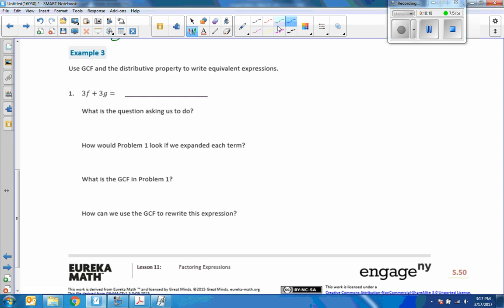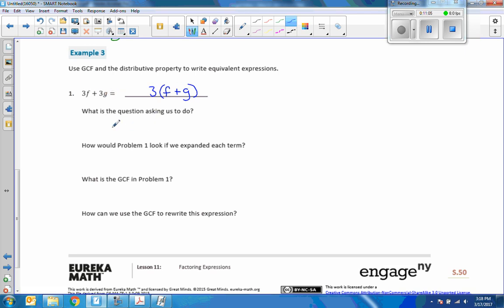Example 3. Use the greatest common factor, that's what GCF stands for, and the distributive property to write an equivalent expression. So I have an F in this term, I have a G in this term. They are not like terms. So that is what I can put in my parentheses. I want to look at my numbers before I write anything. There's a 3 here, there's a 3 here, so that means there are 3 F's and there are 3 G's. So I can factor out the greatest common factor, which is 3, put it outside. And then 3 times F plus G. So then when I distribute, 3 times F is 3F plus 3 times G, which is 3G.